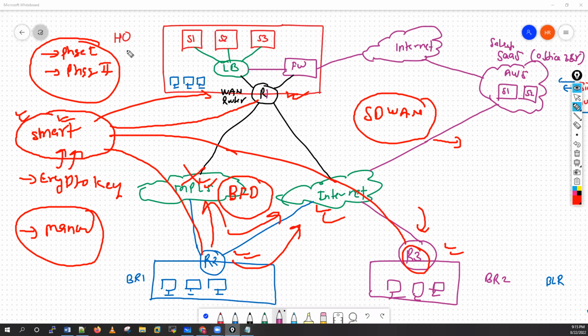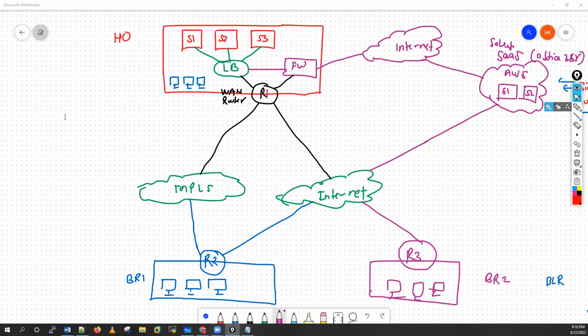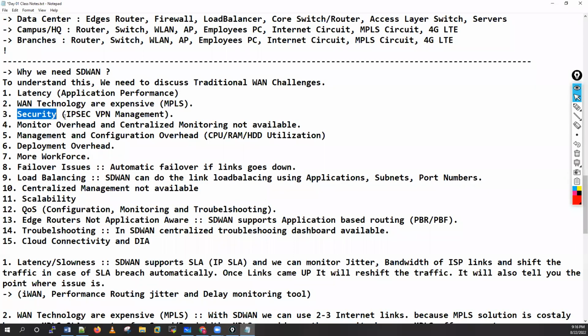Your CPU utilization is very less because we are sharing this particular key directly with these routers through the smart device, right? So these kind of challenges are basically solved by the SD-WAN solution, guys. This is also one of the major issues which we were facing in your traditional WAN, and this problem is solved by the SD-WAN easily. Means your IPsec VPN management is very, very easy nowadays, guys.